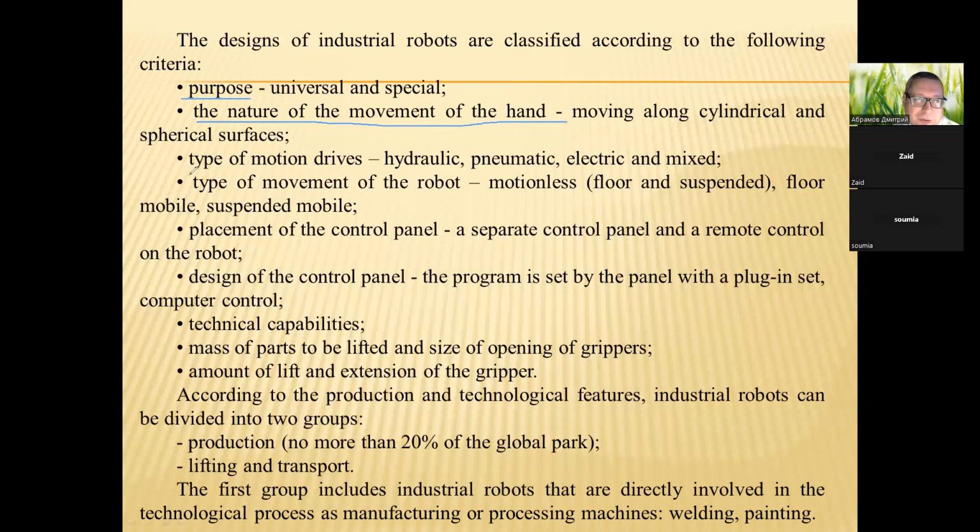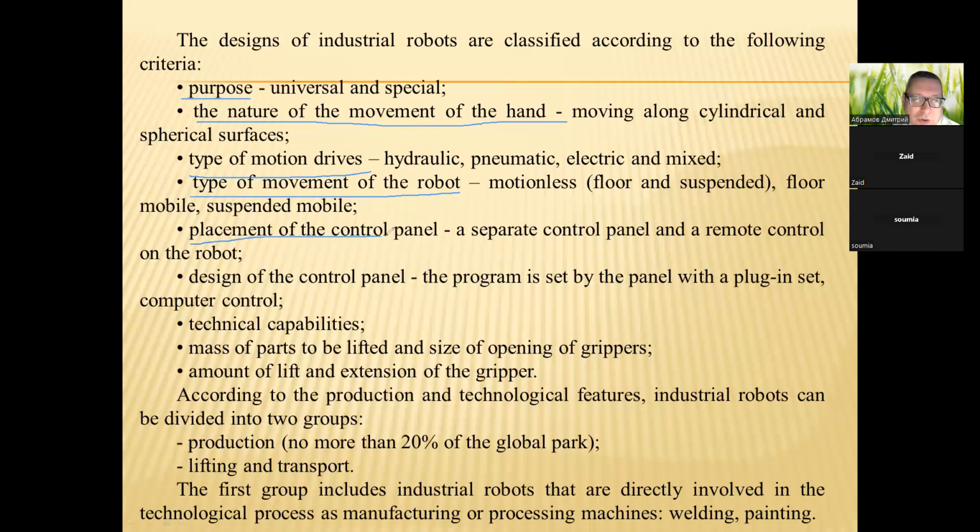Type of motion drivers: hydraulic, pneumatic, electric, and mixed. Mixed means hydraulic with electric, or pneumatic with electric, or hydraulic with pneumatic. Type of movement of the robot: motionless, floor and suspended, and floor mobile, suspended mobile.